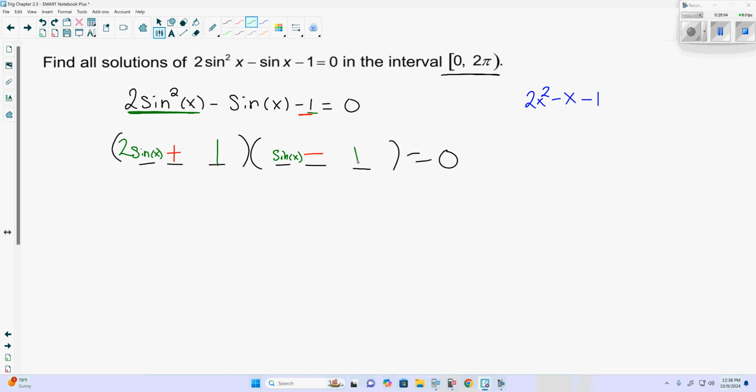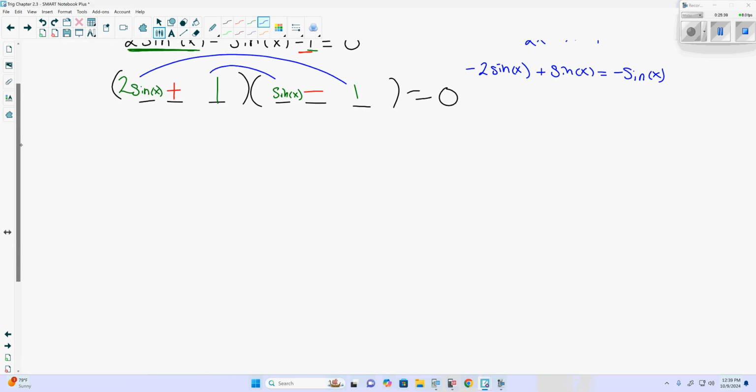1 and 1. Now we can check and make sure we got this right, because we're going to multiply our 2 sine of x and negative 1, which will give us negative 2 sine of x, and positive 1 times sine of x is plus sine of x. Negative 2 sine of x plus sine of x, negative 2 plus 1, is negative sine of x. Is that the middle term we wanted? So these are the correct factors.